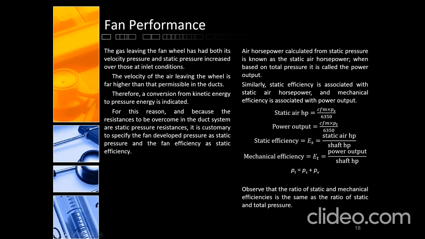Air power calculated from static pressure is known as static air horsepower. When based on total pressure, it is called the power output. Similarly, static efficiency is associated with static air power, and mechanical efficiency is associated with the power output. Static air power is CFM times PS over 6350, and the power output is equal to CFM times PT over 6350. Static efficiency ES is equal to static air power divided by input power. And mechanical efficiency ET is equal to power output divided by input power.